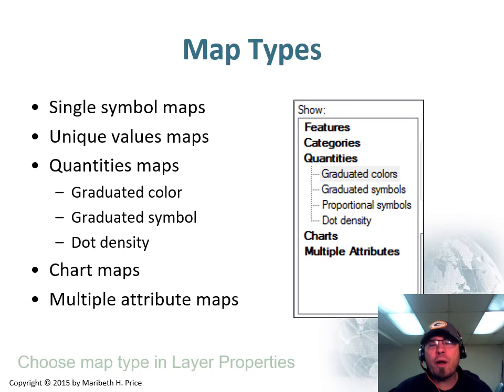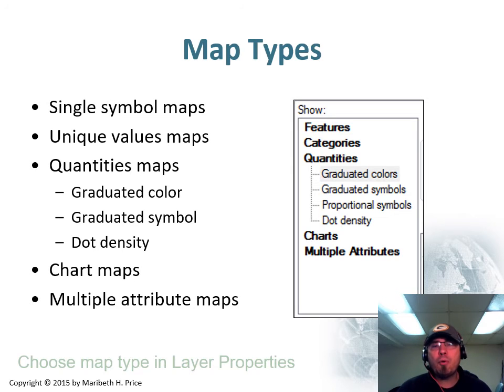Now, in the program itself, when you're making the maps, this is where you have to understand the type of data that you're going to be mapping. And we talked about that earlier with the nominal, ordinal, categorical, and then interval ratio data. So if I know I'm going to be using one type of data, what type of map should I make?